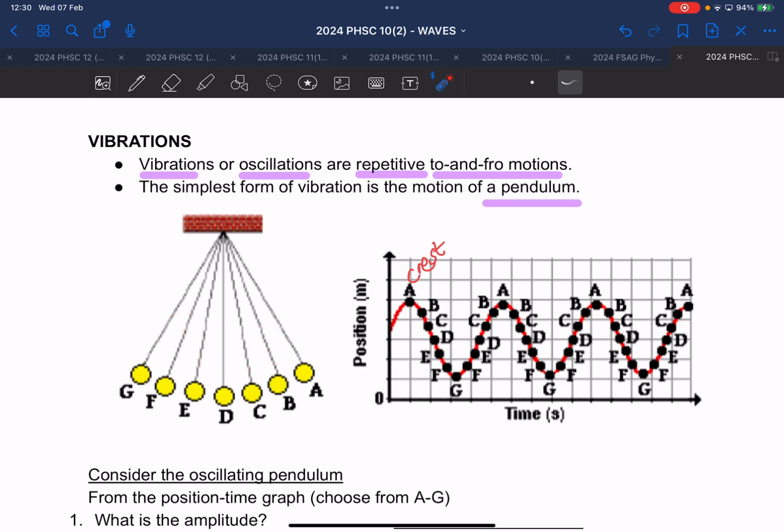If the pendulum was stationary, if it was at rest, then it would just hang there. That position is D. So we can see there that D is considered the equilibrium. It's called the equilibrium or the rest position, the original position. Sorry, something I forgot to say. A is the crest, and we see there that G is the trough.